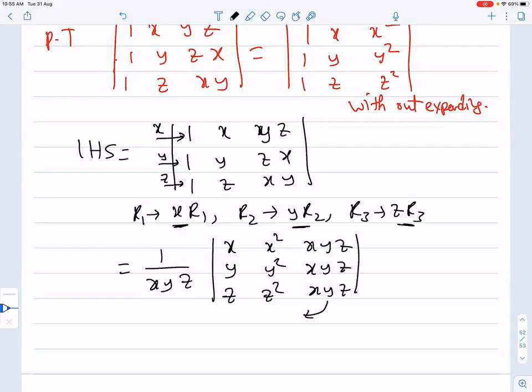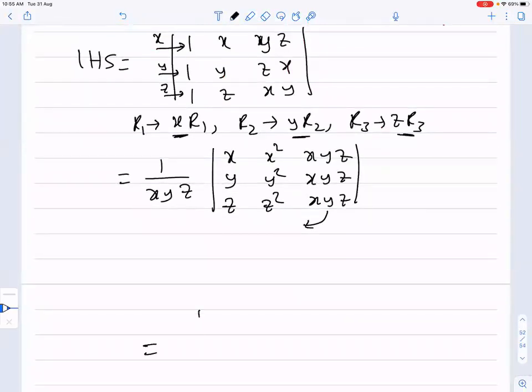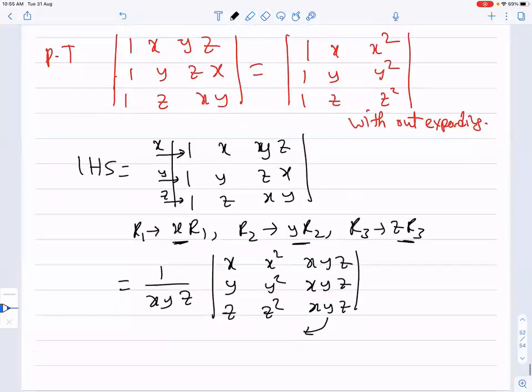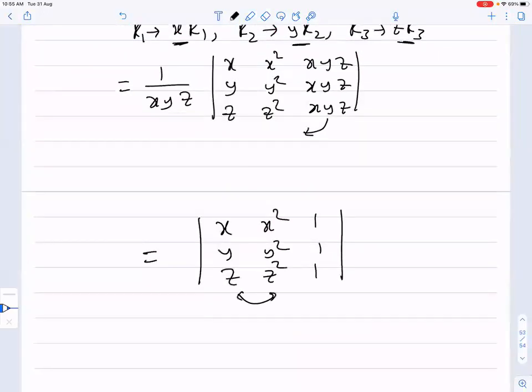Now I can take xyz common from this column. The moment I take xyz common, what am I going to get? xyz cancel. We are going to get x, x square, 1; y, y square, 1; z, z square, 1. And how many interchangings are required? We need 1, x, x square, right? So first I need to interchange these two and interchange these two. Correct, students? Two interchangings are required, so there won't be any negative sign. 1, 1, 1; x, y, z; x square, y square, z square. Is it clear, students? Yes, sir. Right.